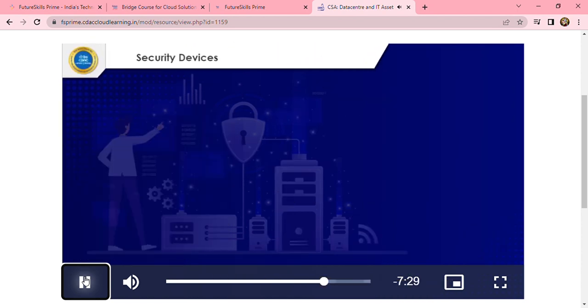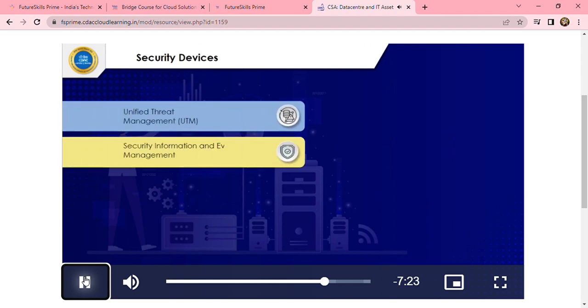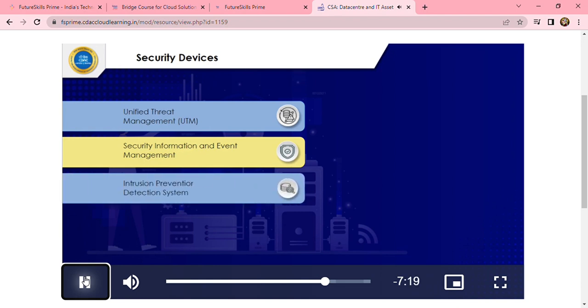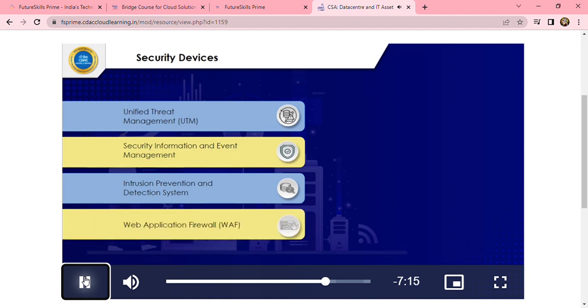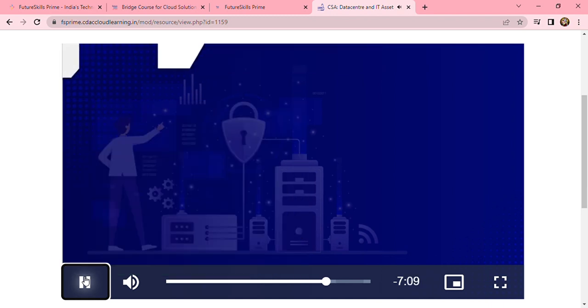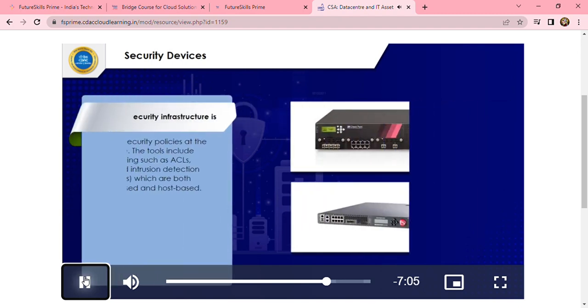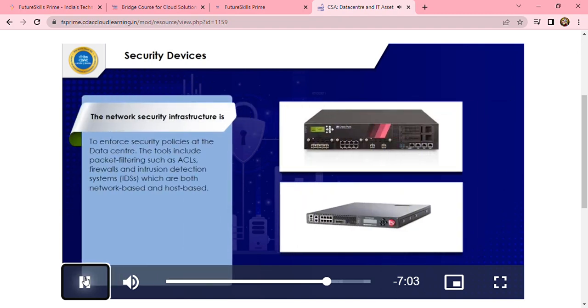Some of the security devices are Unified Threat Management (UTM), Security Information and Event Management, Intrusion Prevention and Detection System, Web Application Firewall (WAF), Hardware Security Modules (HSM). Security devices. The network security infrastructure is to enforce security policies at the data center.